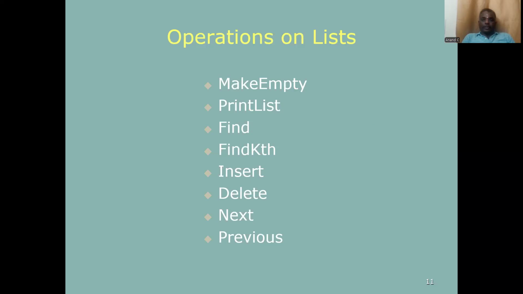What are the operations on a list? First is make empty, where the list is totally empty. Then print shows which elements are available in the list. Then find, to find which element or position you want, from 0 until the last element. Next, insert, how you insert elements in the list. Then delete, how an element is removed from the list. Then you find the next or previous element. These are the operations performed on a list.